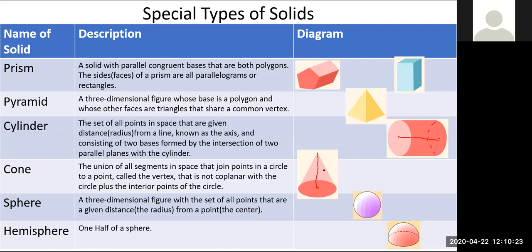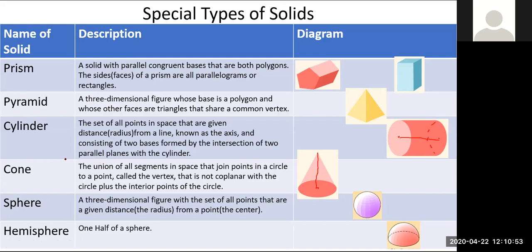Sphere, again, a sphere is basically a ball. Its definition looks almost exactly the same as a circle's definition. The only difference between a circle and a sphere is that a sphere is a three-dimensional shape, where a circle is a two-dimensional shape. Other than that, the definitions are pretty much the same. And then a hemisphere is just half of a sphere, just like a semicircle is half of a circle. So again, those are some basic definitions.